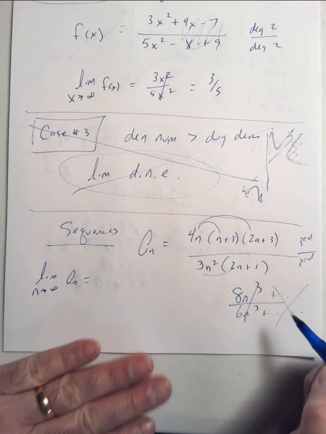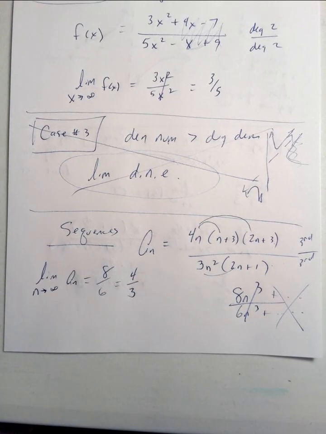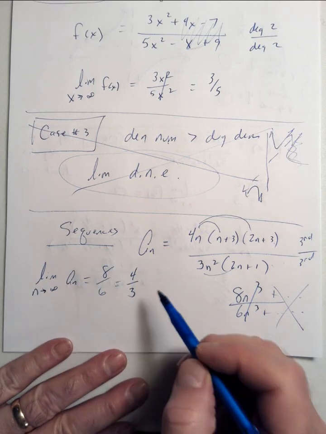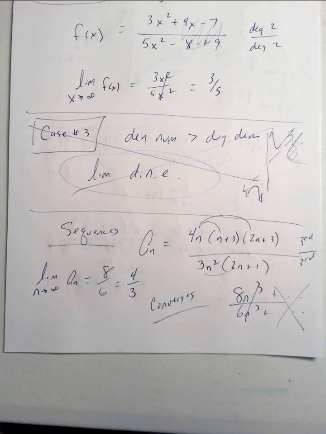So what's the limit? 8/6 or 4/3. And we are done. Right? Because remember, when you're looking at limits at infinity, only the leading terms matter when your degrees are equal. So with sequences, again, if it has a limit, the sequence converges. If it doesn't have a limit, then the sequence diverges. All right, so that's pretty much all of the notes.